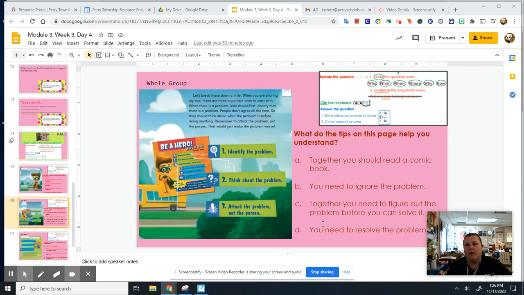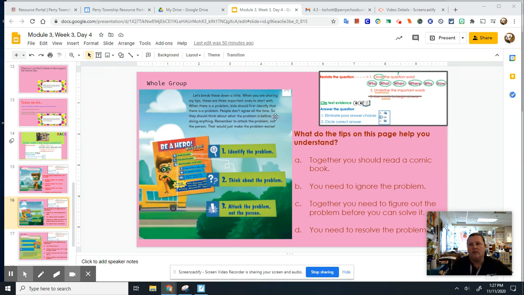Okay, welcome back to part 2. Let's look at page 113. It says, what do the tips on this page help you understand? I see 3 tips here in the middle. Tip 1 is identify the problem. Tip 2 is think about the problem. And tip 3 is attack the problem, not the person.